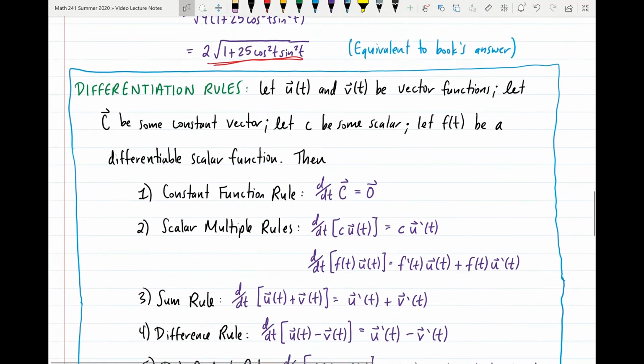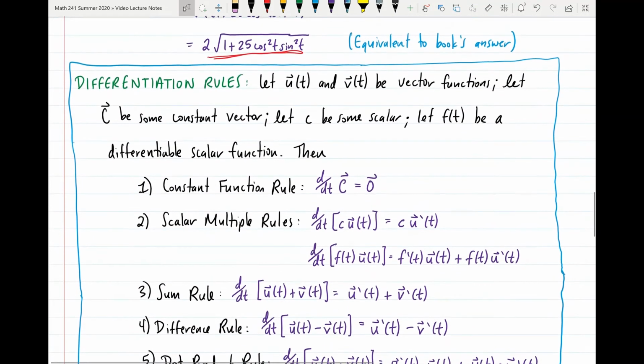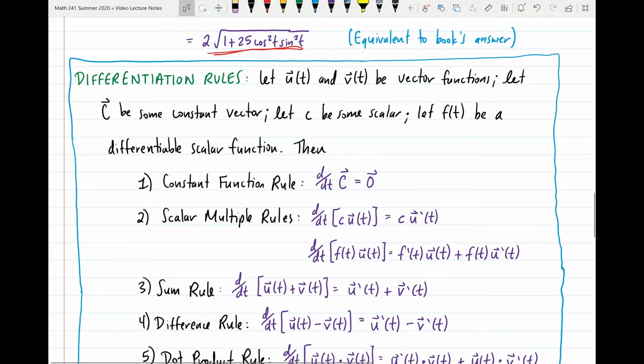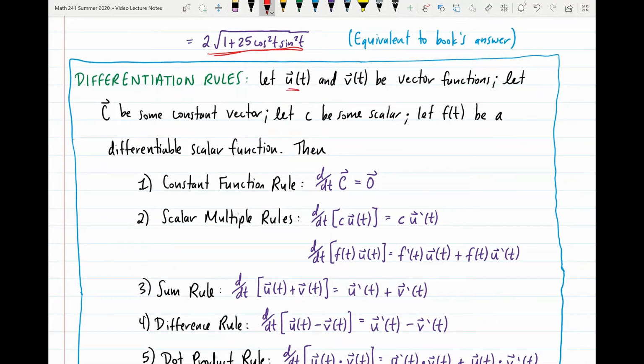Okay, so now that we have a good grasp on what the derivative of a vector function is, let's create some rules for differentiation, or maybe I shouldn't say create, let's derive some rules for differentiation, or at least list them. So if we let u and v be vector functions, and we let big C be some constant vector, and we let little c be some scalar, we let f of t be a differentiable scalar function. So f of t is going to take in real values and output real values. Then we have the following rules of differentiation.